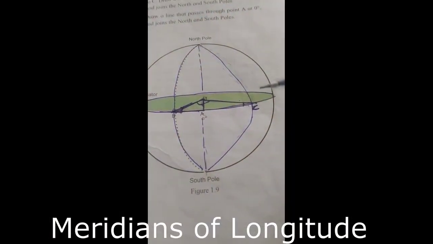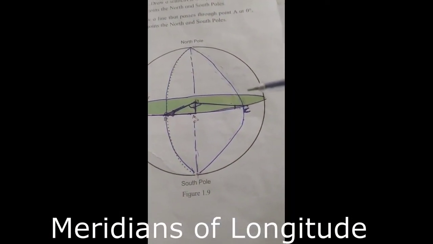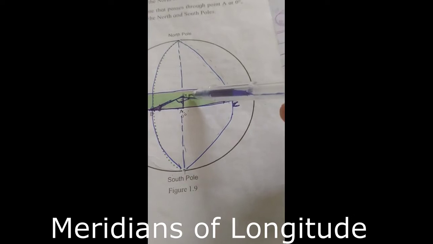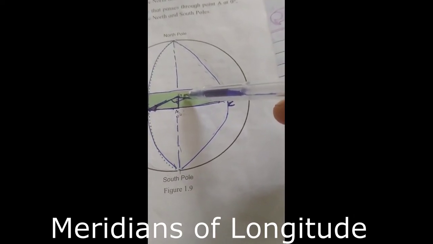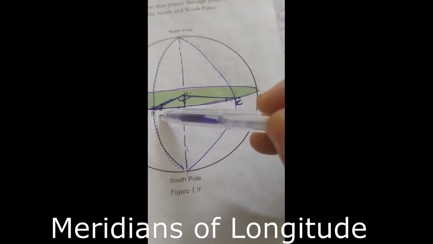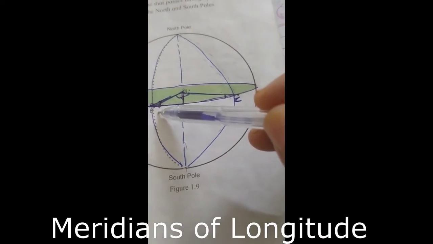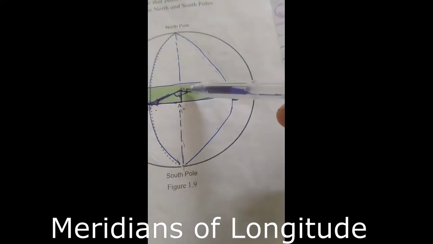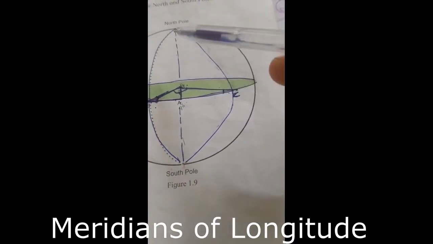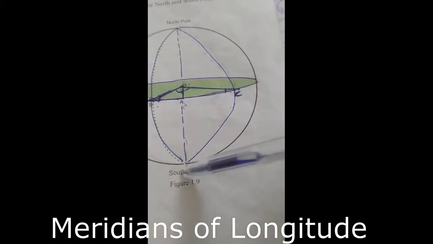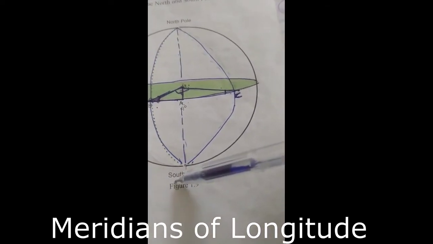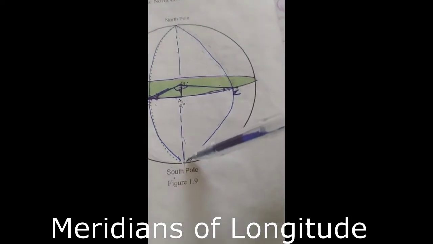Observe figure 1.9. Let the line AM be 0. This is A, this is M. AM is 0-degree. Draw the line MB. So here is M, here is B. Measure the angle it makes with AM. So you have to measure the angle of B. Note the semicircle that passes through B and joins the North Pole and South Pole.